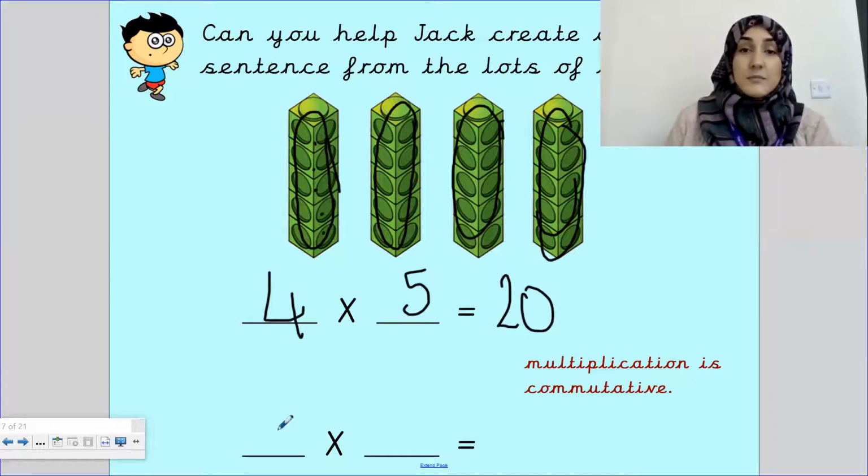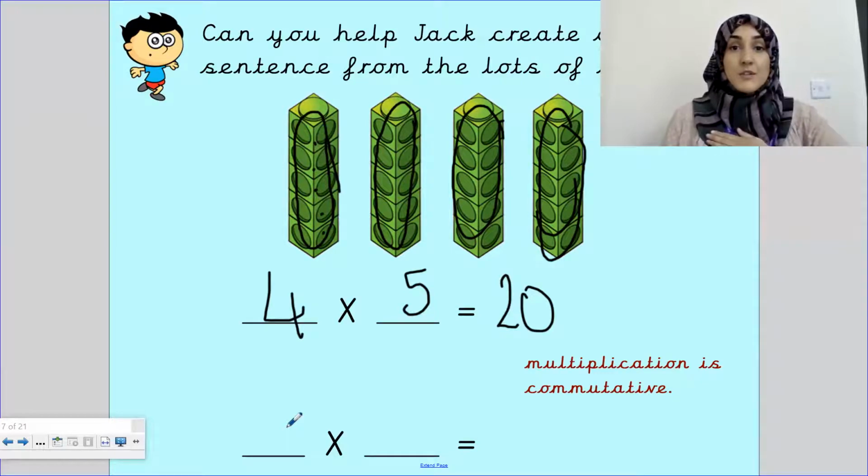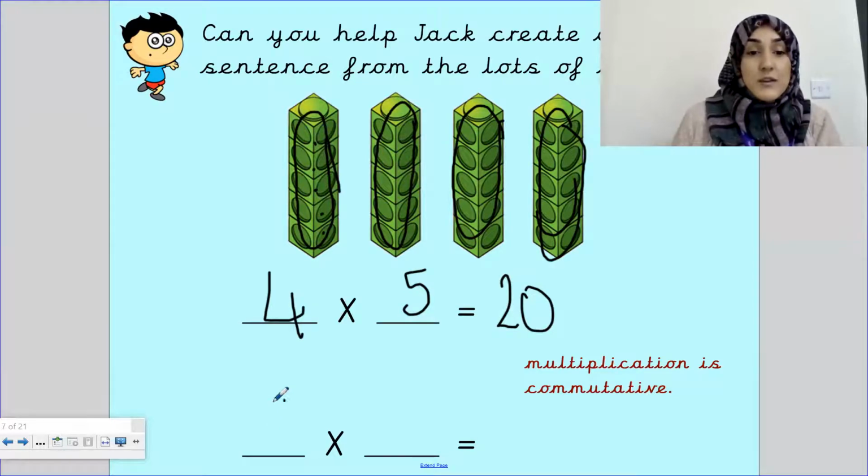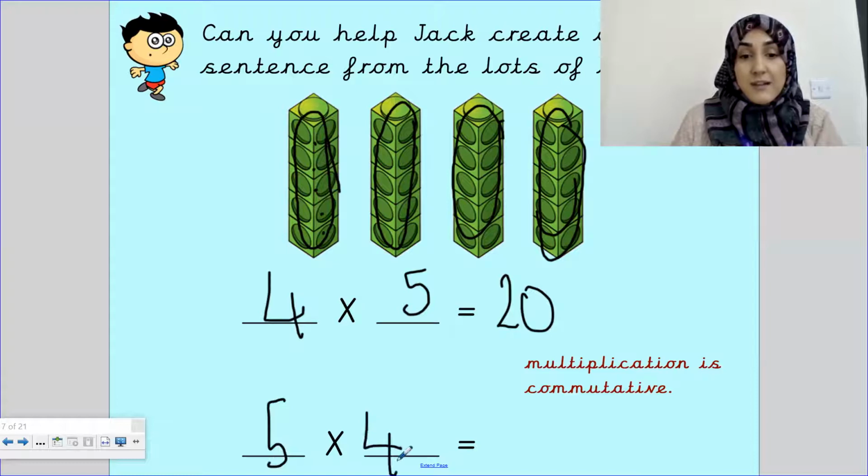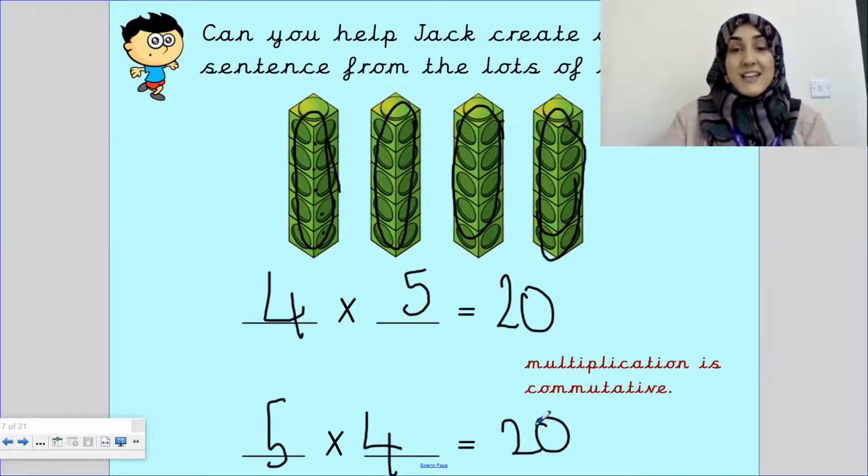Fantastic. Now, because multiplication is commutative, we can also do 5 multiplied by 4, which gives us the same answer, 20. Let's move on to the next one.